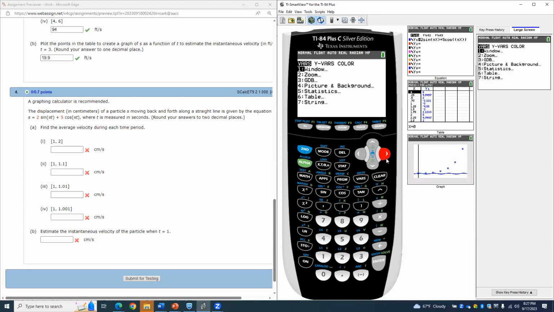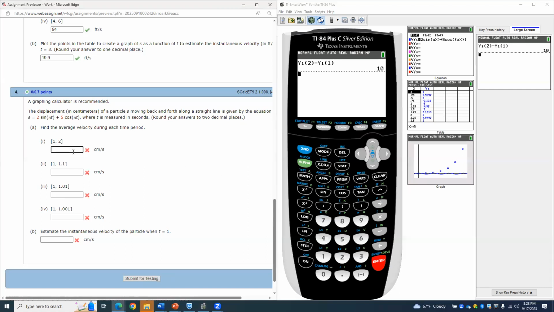So I'm going to start out with vars, going over to Y vars, and I'm putting parentheses 2 minus, and I did it again, vars, Y vars, function Y1 parentheses 1. What this is going to do is plug in 2, and plug in 1, right? And then I'm going to find out what I have here. This is going to be like y2 minus y1, and then I can divide by the difference between 2 minus 1. Oh, I can do that myself. That's just 1. Okay, so 10 divided by 1 is just 10.